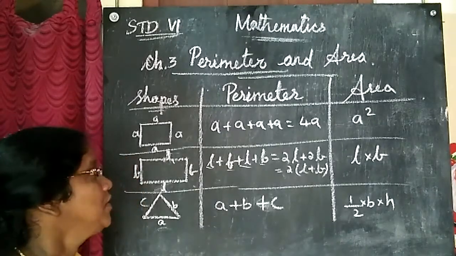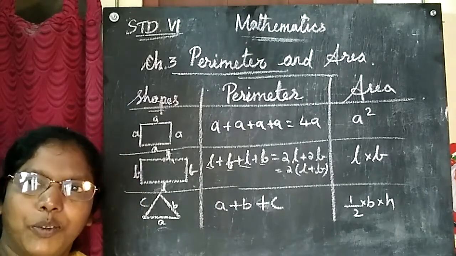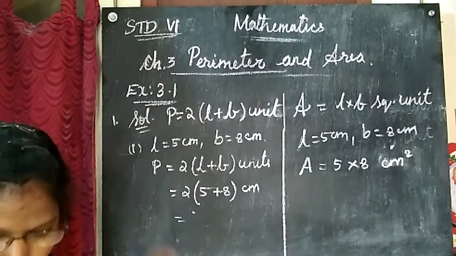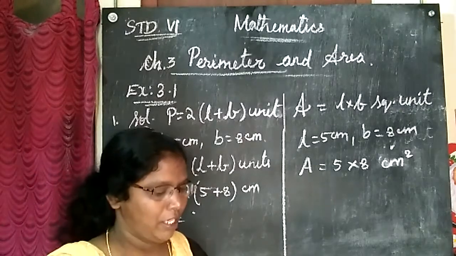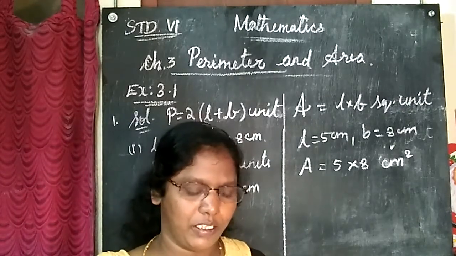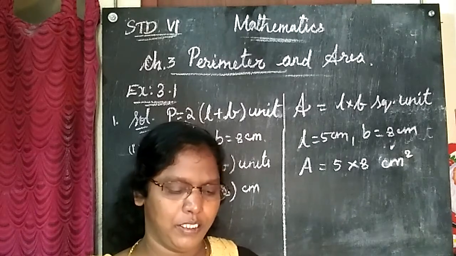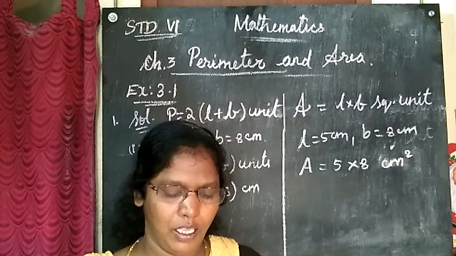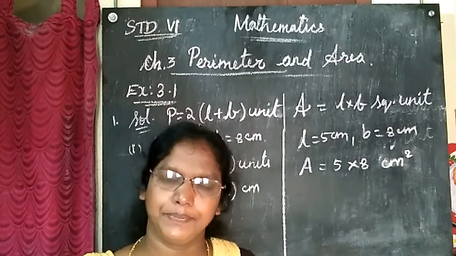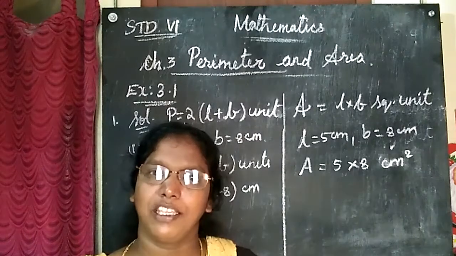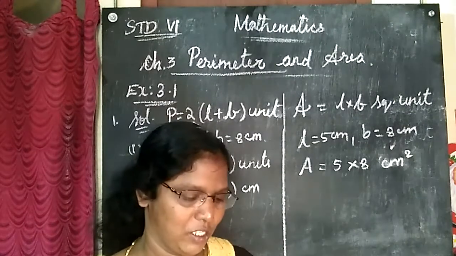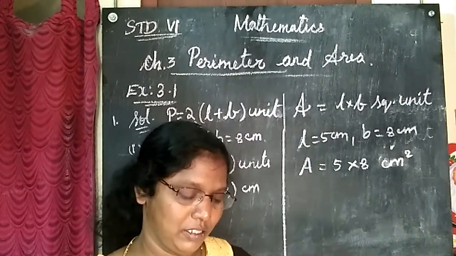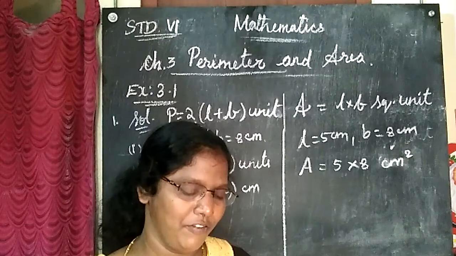Based on this, we are going to do exercise 3.1. Okay, first option. Let me read the question here. The table given below contains some measures of the rectangle. Find the unknown variables. You see the table there? Only length and breadth is given. That means what shape is it? Which shape has length and breadth? Yes, rectangle. So we are going to find the perimeter and area of the rectangle.